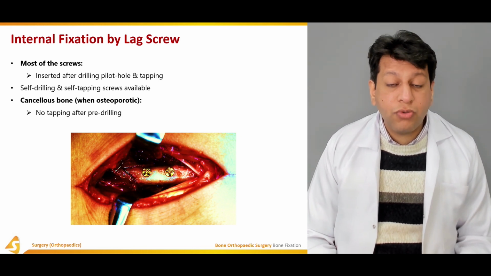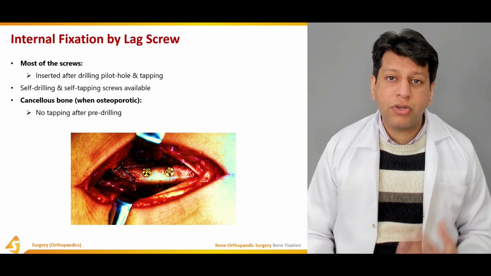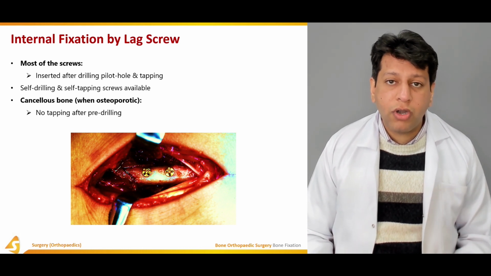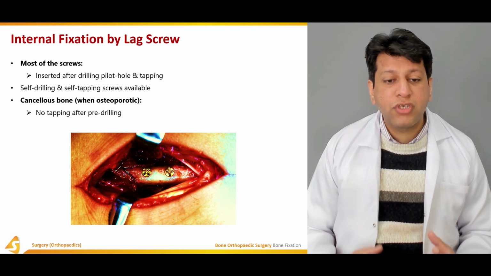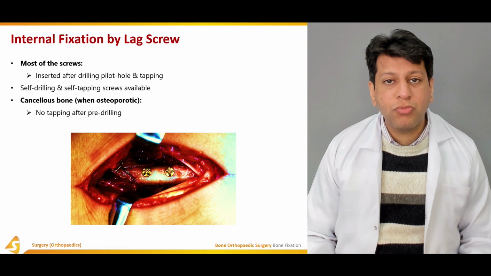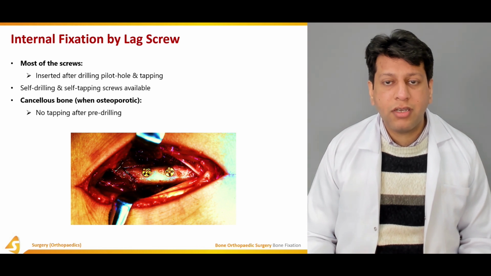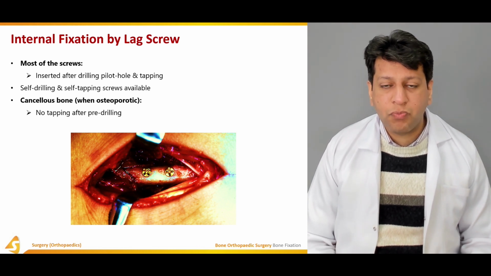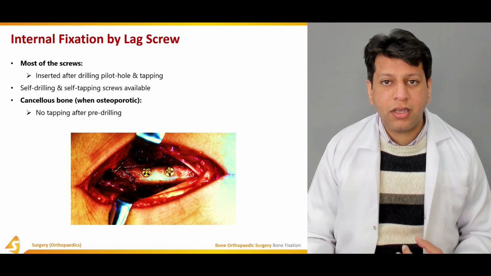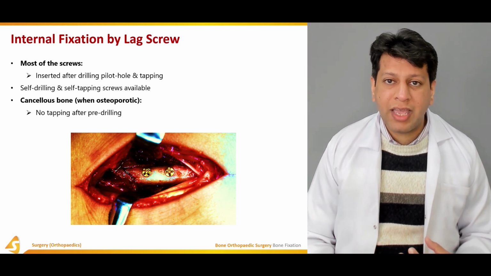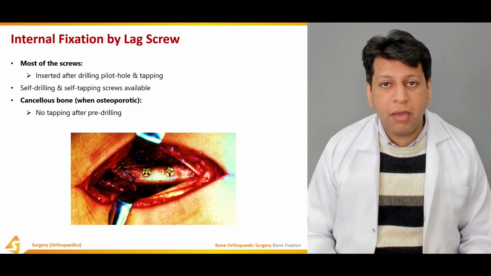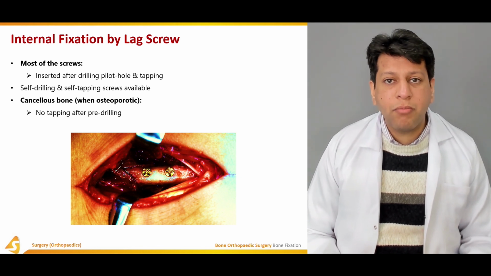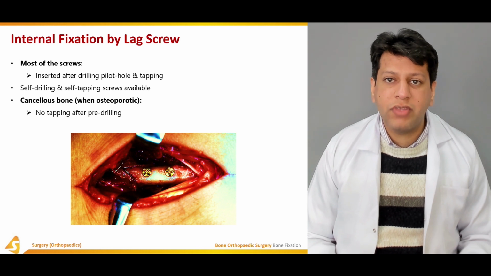Cancellous bone usually is relatively osteoporotic as compared to cortical bone. Cortical bone is thick and cancellous bone is a kind of spongy bone. So when we are dealing with the cancellous area, for example, in the distal humerus or the calcaneum, we do not have to use too much of a tap. We can easily push the screw in without use of a tap.